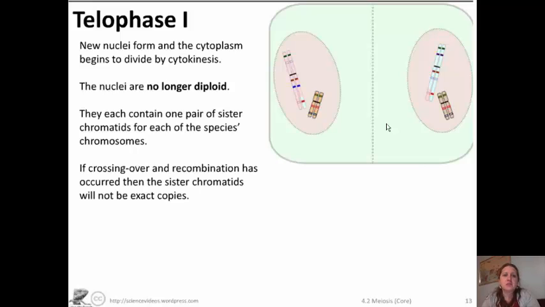In telophase 1, the new nuclei are going to come back, and the cytoplasm is going to begin to divide by cytokinesis. The nuclei are no longer diploid at this point. They are haploid, even though each chromosome has 2 sister chromatids. So the crossing over and the recombination has already occurred, so these sister chromatids are not going to be exact copies of each other.